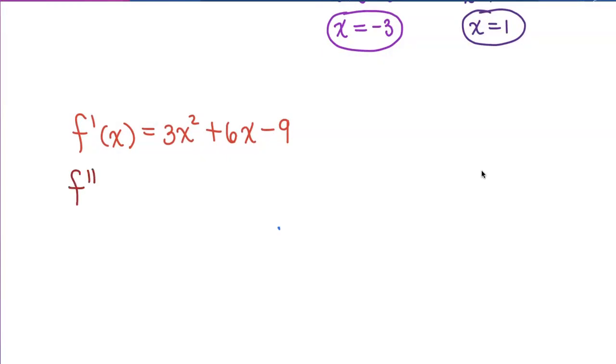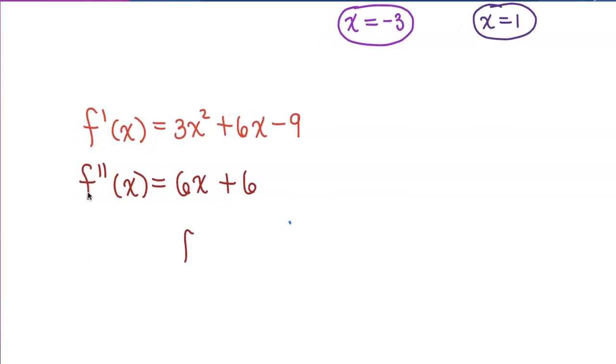Second derivative, f double prime, is 6x plus 6, right? Now, we're going to plug in these two critical values into this second derivative. So first, what is f double prime of negative 3? All right, let's see what we get.